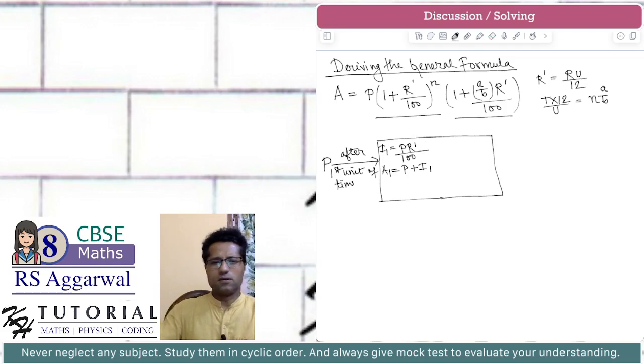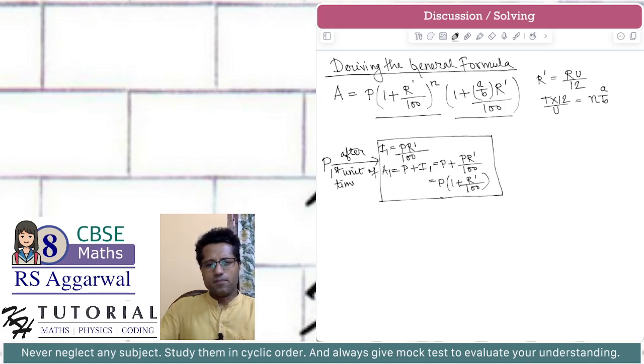So now, what is this? What is A1? A1 is P plus I1. What is I1? I1 is P R dash by 100. If you take P common, A1 is P into 1 plus R dash by 100. And P1, the principal to be used for the calculation of the next interest, will be the amount A1. So this is the scenario when n is 1.